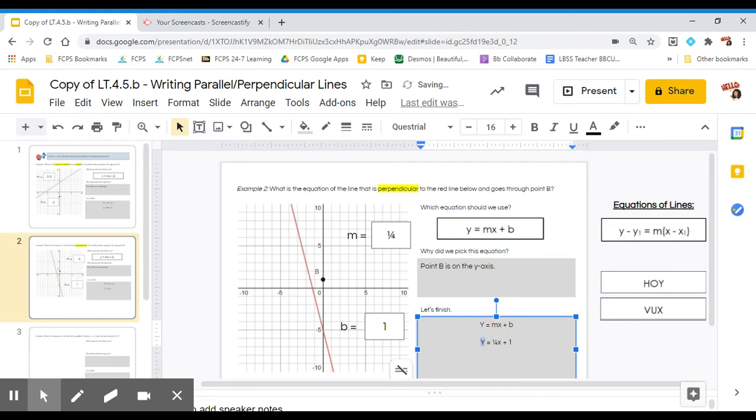If I drew that line, it would go through this black point here, and it would be perpendicular to the red line given.